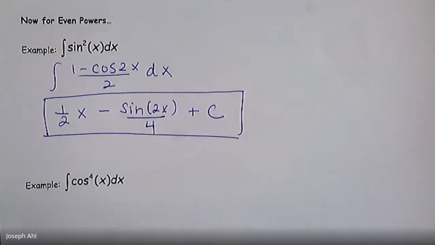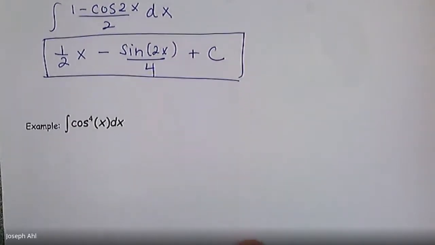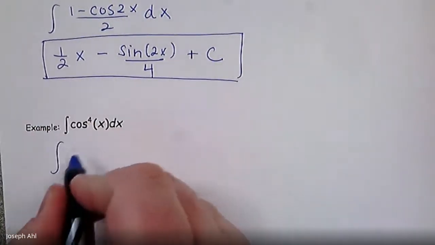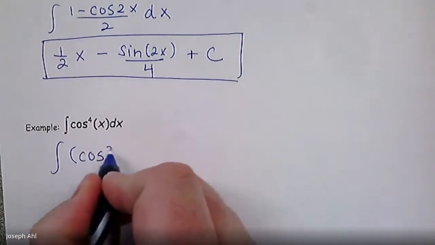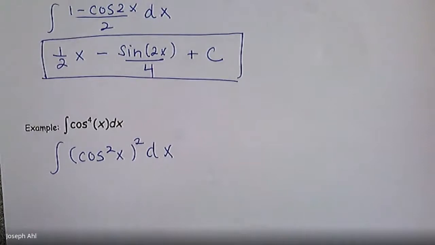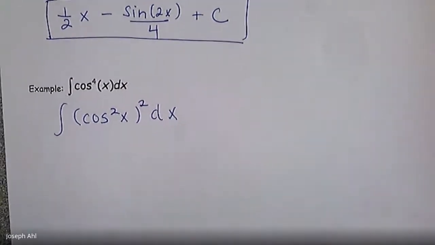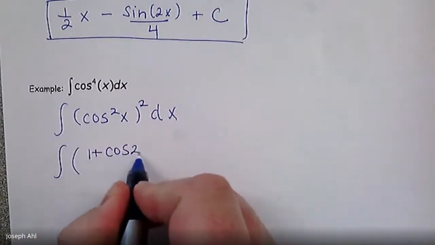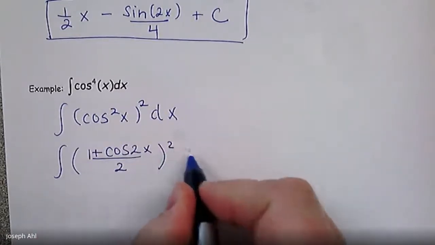Well, let's move on to a larger even power. What about something like cosine to the fourth? The way we're going to approach this is we're going to replace cos to the fourth with, we know the integral for cos squared, so why don't we start there? Let's make it cos squared squared. And then cos squared, we're going to replace that with, from the double angle identity, 1 plus cos 2x over 2, squared, dx.